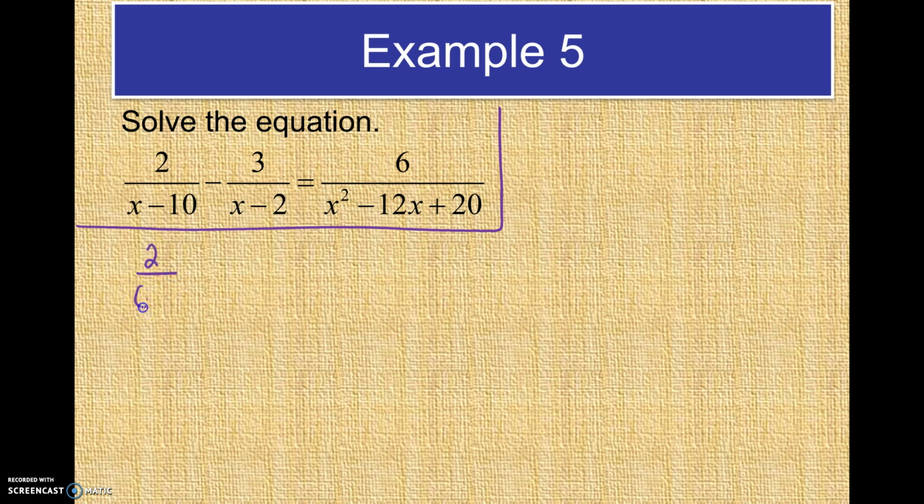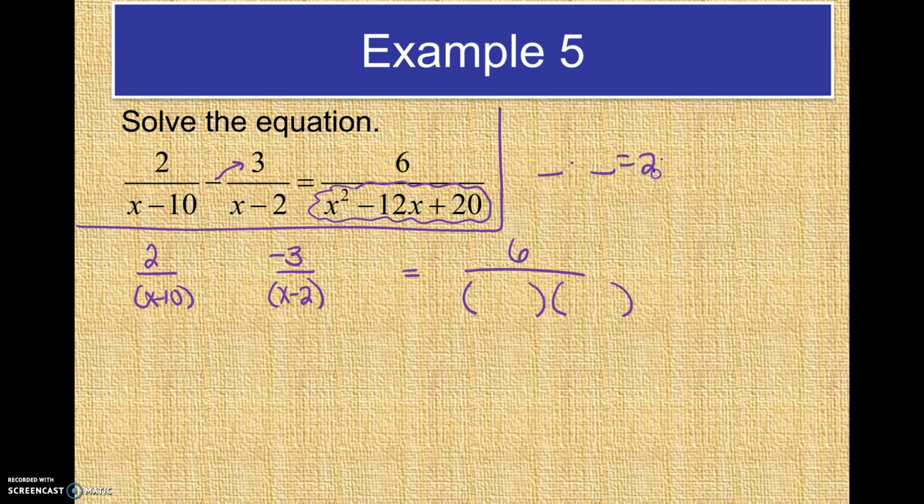We have 2 over x minus 10. I'm going to attach that negative to the 3 over x minus 2. And then what do you suppose we need to do with this thing? We need to factor it. We are looking for two numbers that multiply to give us 20 and add up to negative 12. So they must both be negative. Negative 2 and negative 10. So x minus 2, x minus 10.